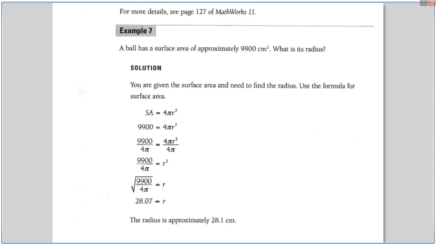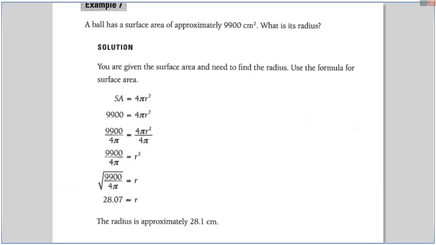So let's take a look at this problem here. It says that a ball has a surface area of approximately 9,900 square centimeters. What's the radius? This kind of question will be on the test in the multiple choice. You can perform this algebra, guys, or you can be test savvy. What does that mean? Smarter than the test. You could try all the A, B, C's, and D's in this formula and see if it gets close to the answer, okay? Or you could follow this algebra.